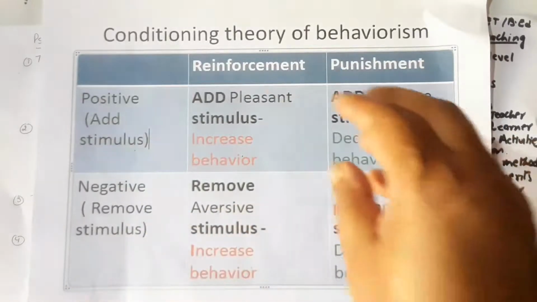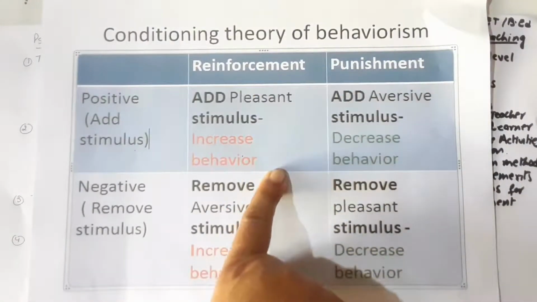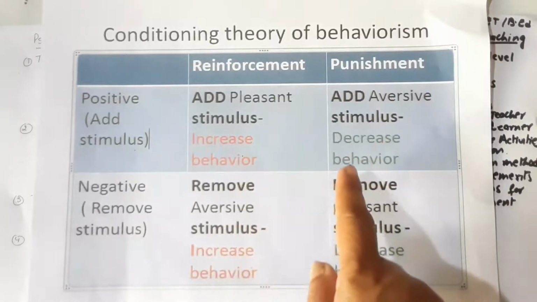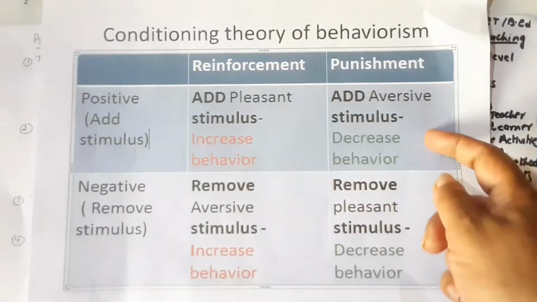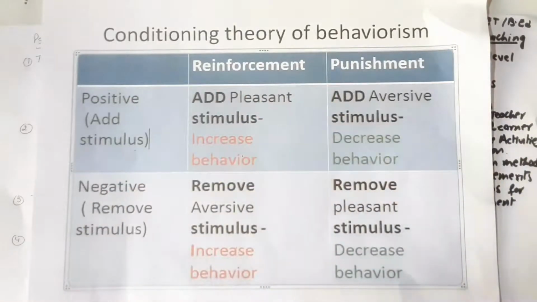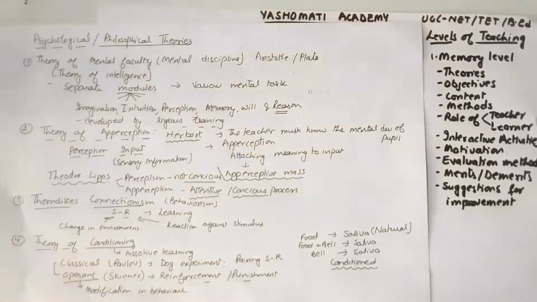If something pleasant is added, then the behavior increases. And if something bad is added, then that is considered as aversive and the behavior decreases. So this is how we can increase the behavior and we can form a better association of stimulus and response, and this theory is called the theory of operant conditioning.